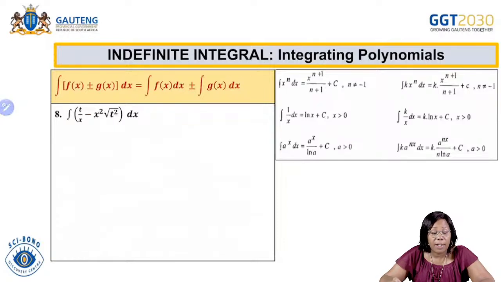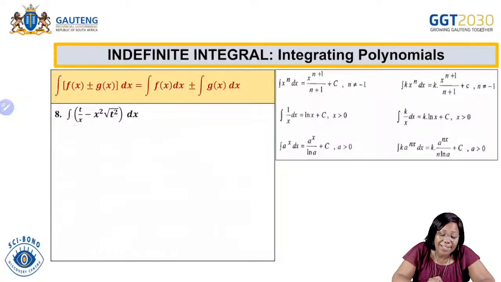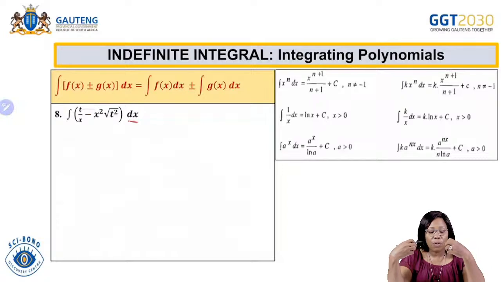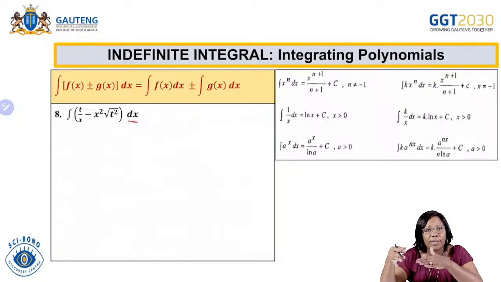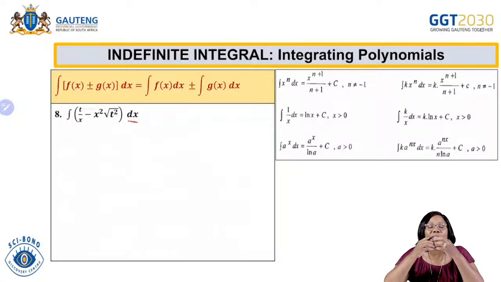And then number 8, we are looking at this, we are integrating in terms of x. That is what is important. Even though now they've brought different letters in our expression, what is important is the key directive that we are given, with respect to x. That means this t now we will treat it as if it's a number, okay? Because we are integrating with respect to x, grade 12.